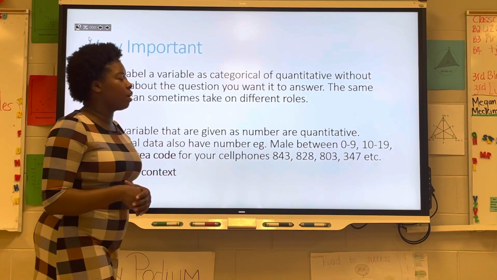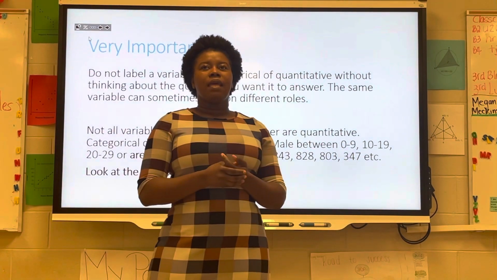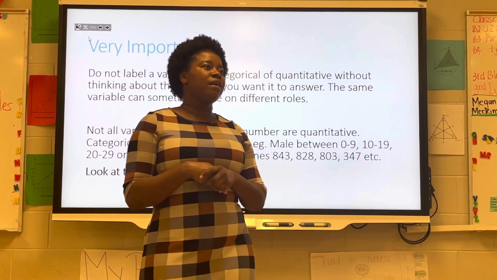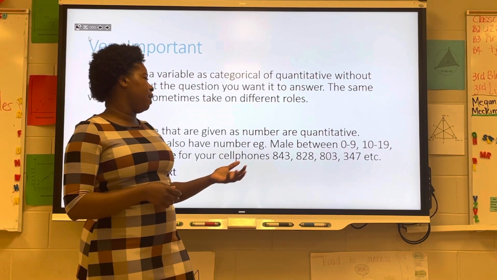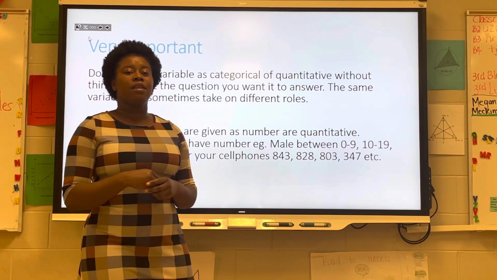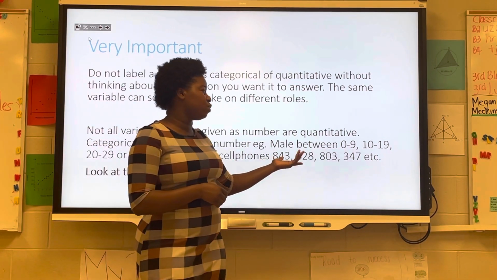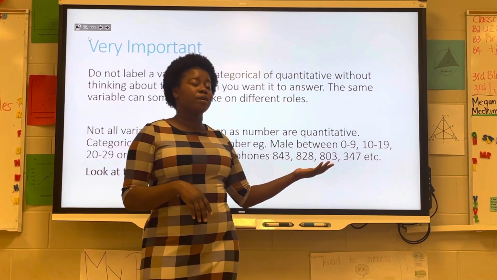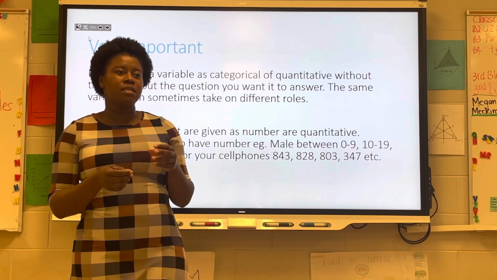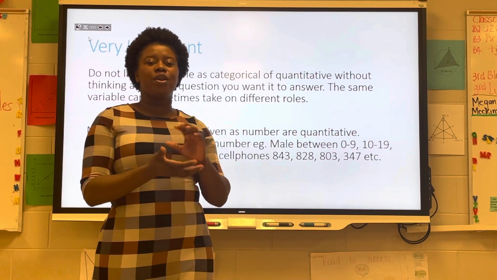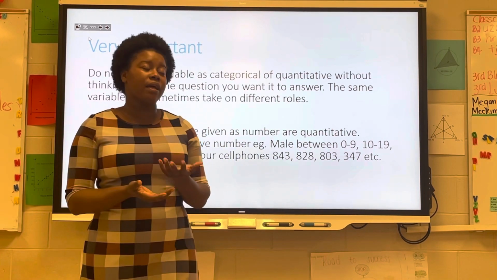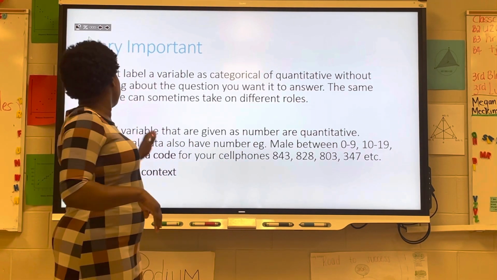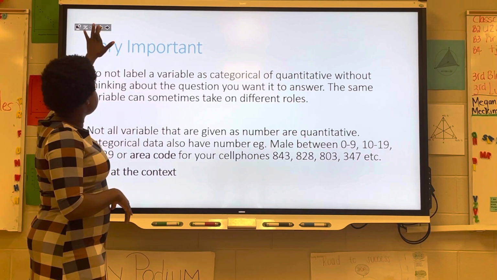Another one is the area code for your cell phone. If you live in Jamaica, your area code is going to be 876. If you live in South Carolina, it's going to be 843. If you live in North Carolina, you may be 828, or some persons in New York will be 347. So even though these data values are numbers, they are not a numerical form because there's no unit attached to this. So very importantly, I'm going to go back to the other slide.